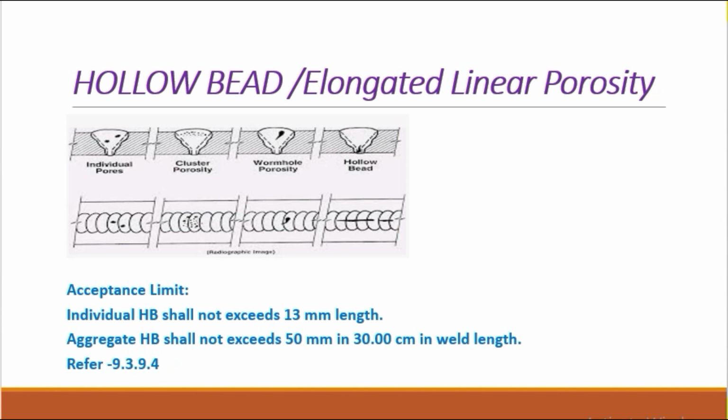Acceptance limit: individual HB shall not exceed 13 mm length. If it is aggregate, HB shall not exceed 50 mm in 300 mm of weld length. Refer 9.3.9.4. So if one individual hollow bead is there, then 13 mm is acceptable. If there are many hollow beads, aggregate elongated linear porosity in the root, and it is more than 50 mm in 300 mm of weld length, then it will be rejected.